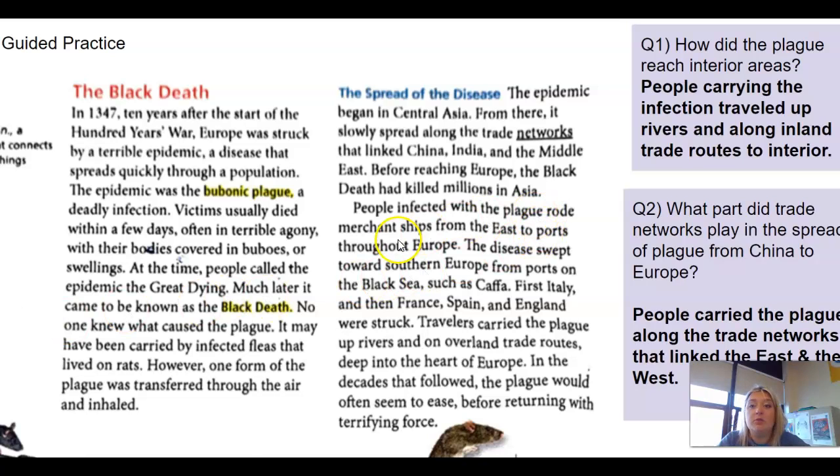All right, so for number 1, I have people carrying the infection traveled up rivers and along inland trade routes to the interior. And then for number 2, I have people carried the plague along the trade routes that linked the east and the west. Those trade routes linked it, and that's what caused the plague to spread from China to Europe. So I'm going to pause that and get that down before we move on to our written response.